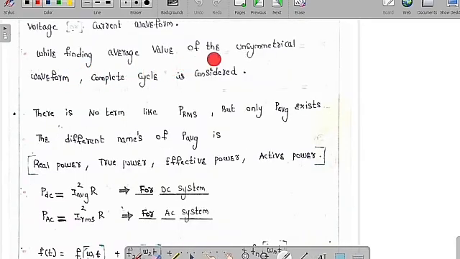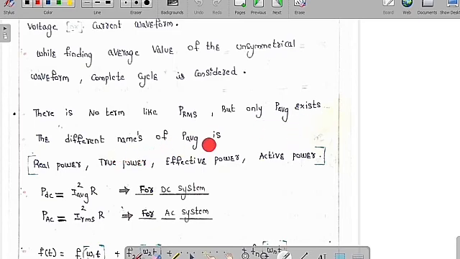While finding the average value of an unsymmetrical waveform, the complete cycle is considered. So for a symmetrical waveform, we consider only the half cycle, but for an unsymmetrical waveform, we have to consider the full cycle.